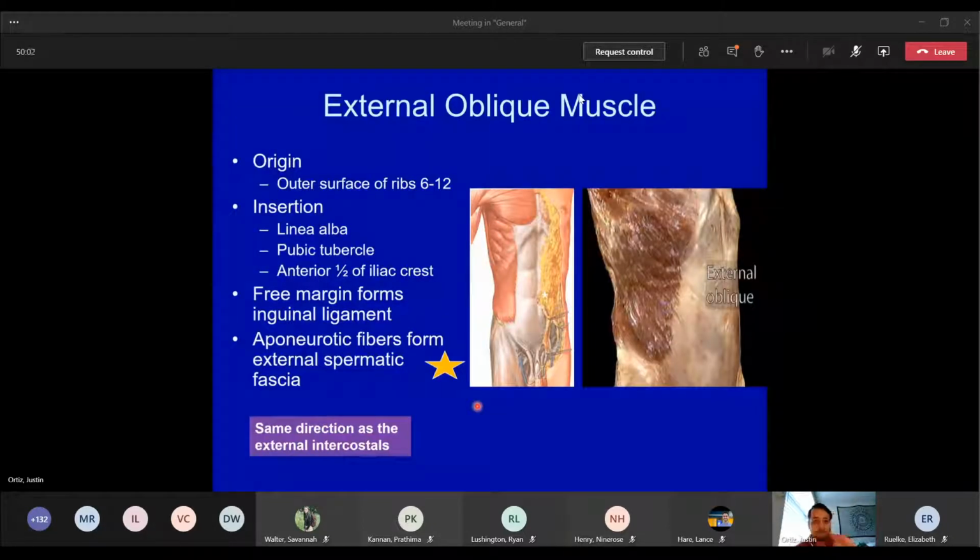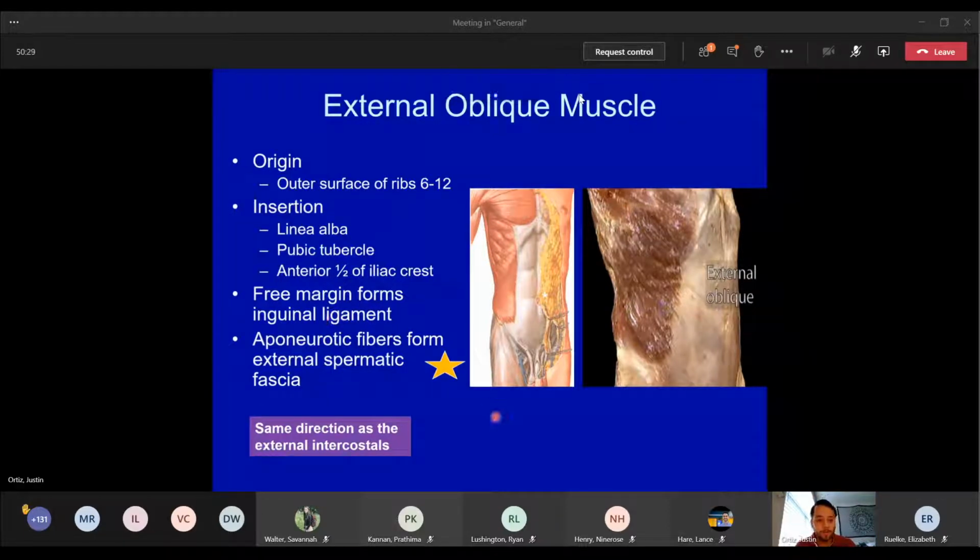Okay, so we're going to talk about the muscles of the abdominal cavity, and I'm going to break them up into what I feel is going to be the highest yield. For example, we have the external oblique. This is the cartoon image, and this is the cadaveric image of the external oblique. It actually starts pretty high up, at ribs 6 through 12. It goes all the way to the linea alba, the pubic tubercle, and the anterior half of the iliac crest.